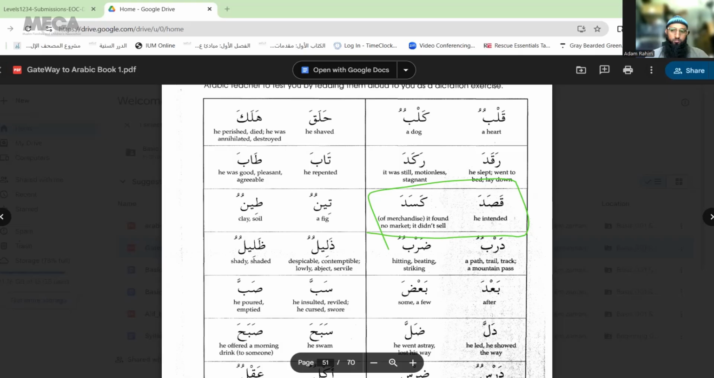Kasada and kasada. Very good. Just make it a bit clearer. For the first one, make sure there's a qaf and a sad. The sad is pronounced almost like a seen. Remember, both the qaf and the sad are heavy sounds. Qaf, sad, da. There you go, and kasada.